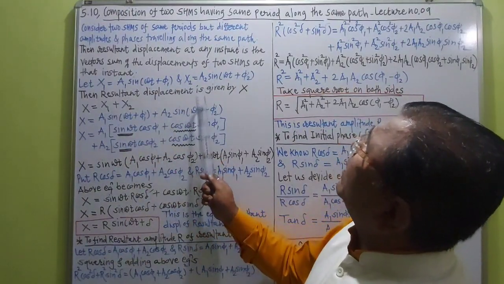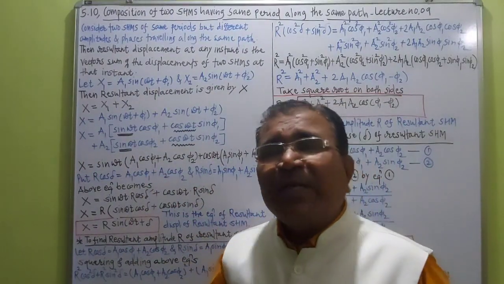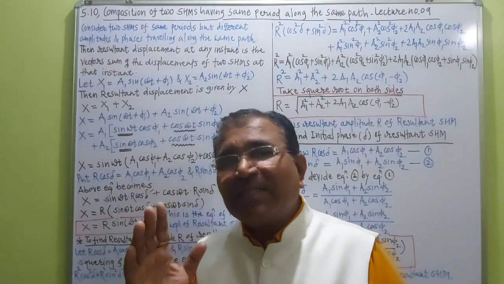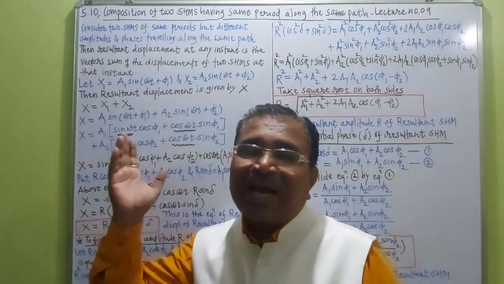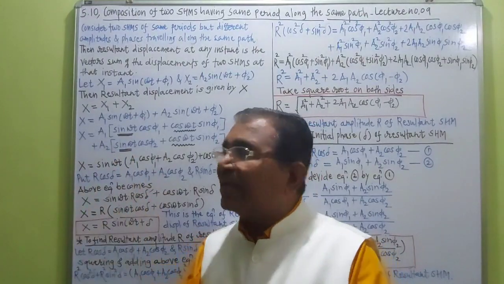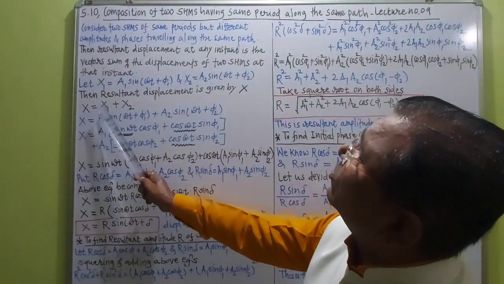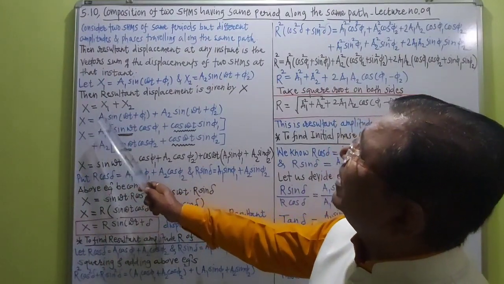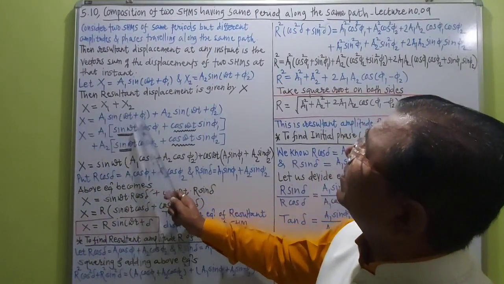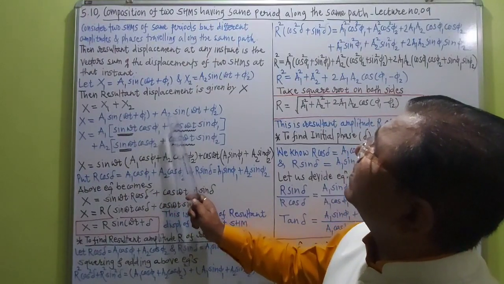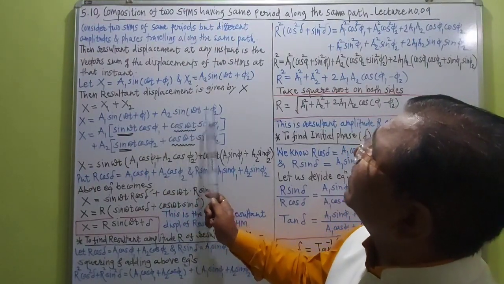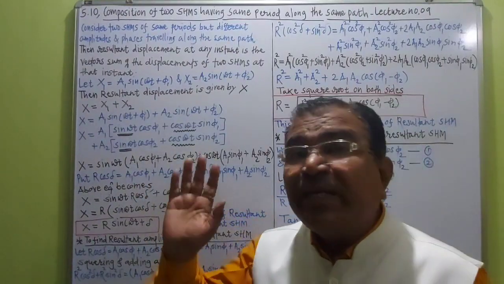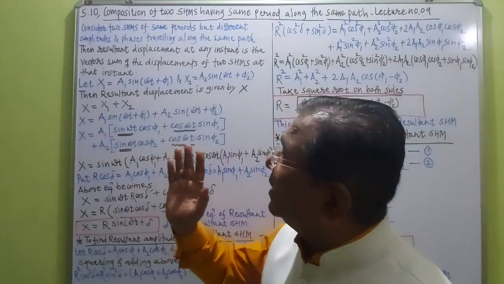Then the resultant displacement is given by the vector summation of the two displacements. So capital X is equal to capital X1 plus capital X2, which I have already written on the board. Capital X is equal to, what is X1? A1 sin(omega t plus phi 1) plus A2 sin(omega t plus phi 2). I have only put the values of X1 and X2.